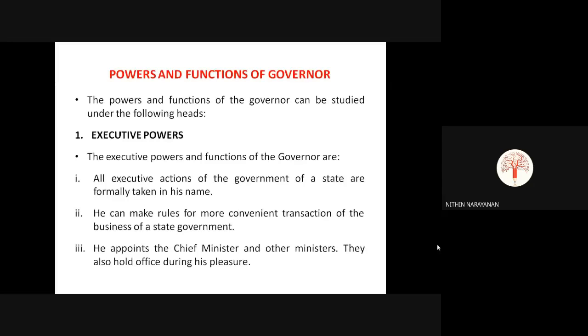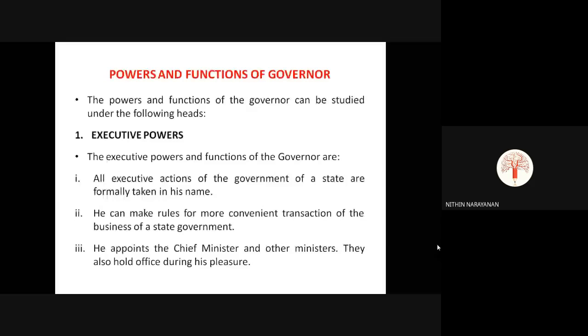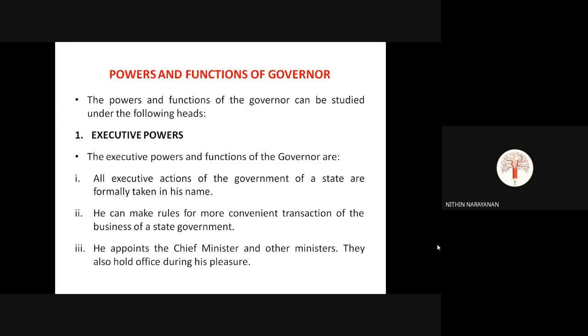So the main executive head of the state executive is the governor, but the real executive head is the chief minister. The governor of each state has certain powers and functions. One by one we will go through them. First, the governor has executive powers, certain legislative powers, advisory powers, judiciary powers, and there will be other powers also. So, about the executive powers.